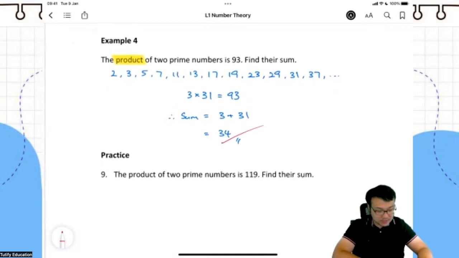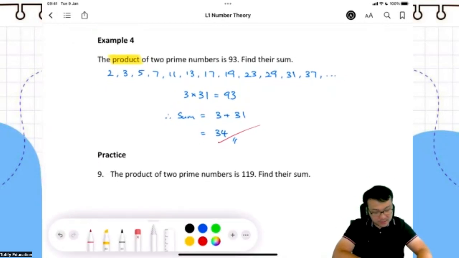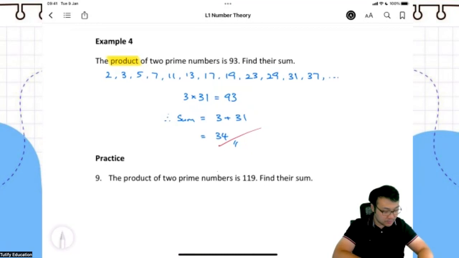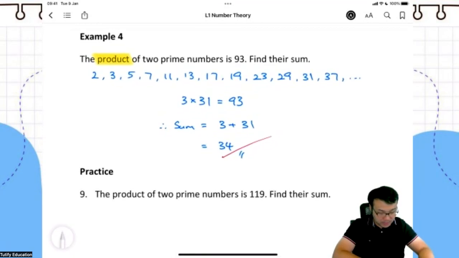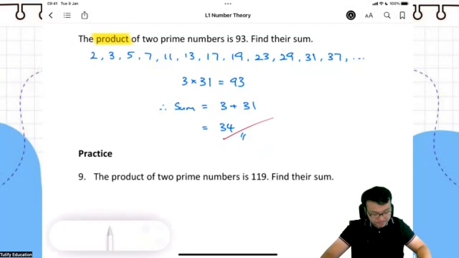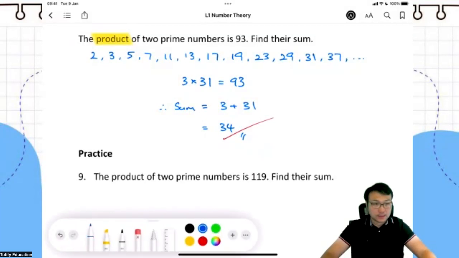We already have a list of prime numbers here. If you want to make use of this list of prime numbers, go ahead. I'm not going to erase it. I'm going to leave it on the screen for you. Take a look at question 9. Can I give you 2 minutes to solve it? Give me the sum of the 2 prime numbers.